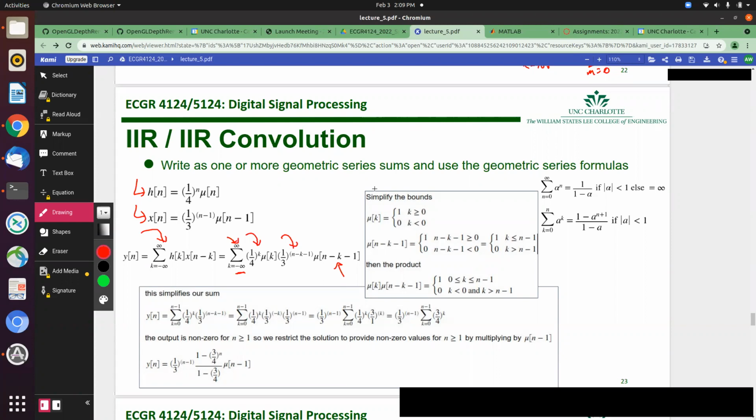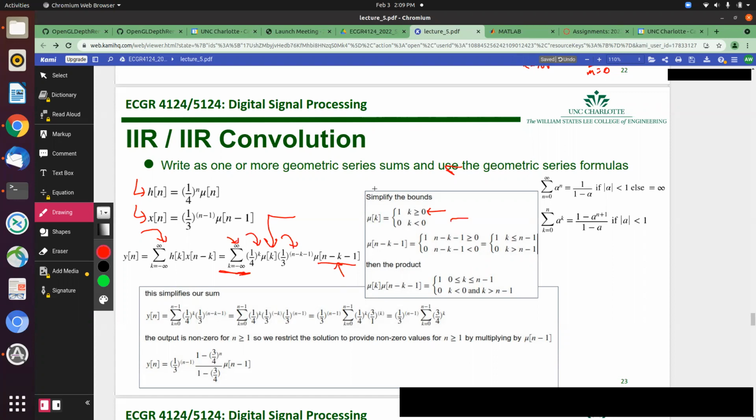So we look at this function here, u of k. When does it turn on, so to speak, and when is it all on after that? U of k turns on when k is greater than or equal to 0. So when k is greater than or equal to 0, it assumes the value of 1. Now, u of n minus k minus 1: this is a sum over k, so we need to think about k values. What values of k will make that non-zero?